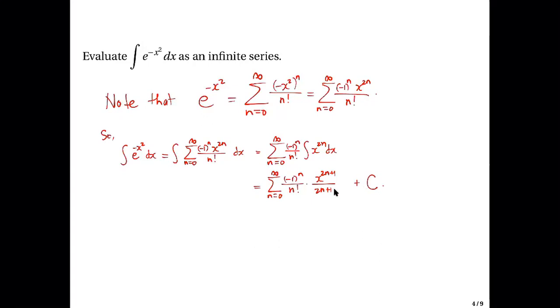So let us just, well, you can rewrite this. You combine the n factorial with the 2n plus 1 in a single denominator. You can do that. You can also leave the final answer in this way.